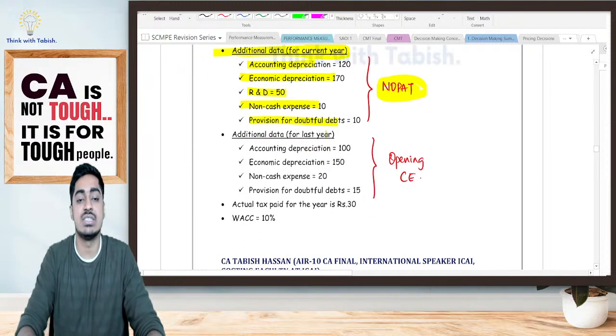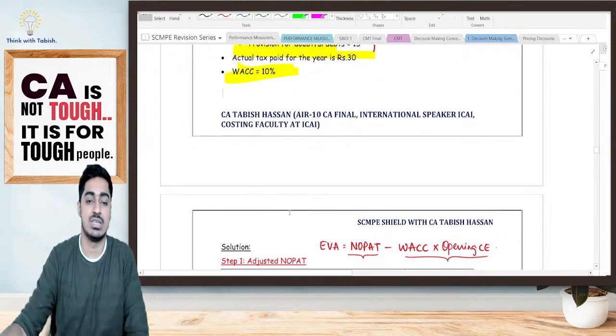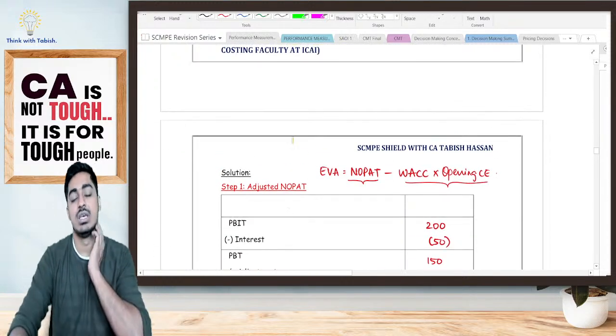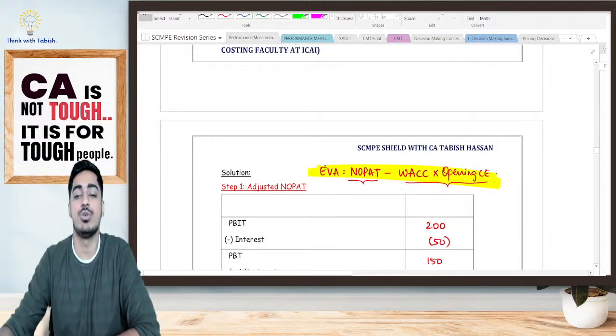Again, last year data is there: accounting, economic, non-cash provision. It will impact my opening capital employed. Actual tax paid is 30 rupees. Weighted average cost of capital is 10%. Now look at this. EVA is NOPAT minus weighted average cost of capital into opening capital employed.